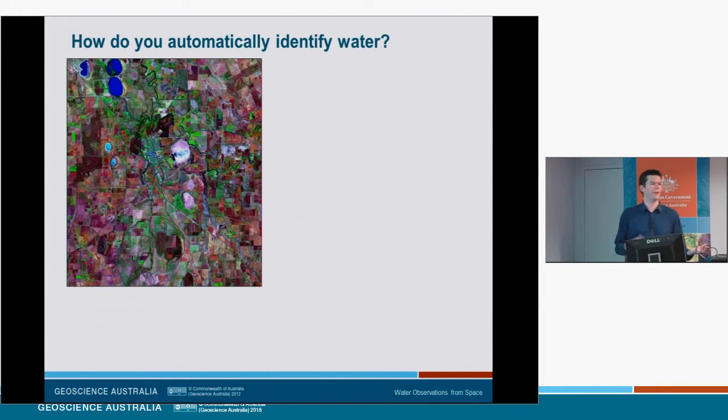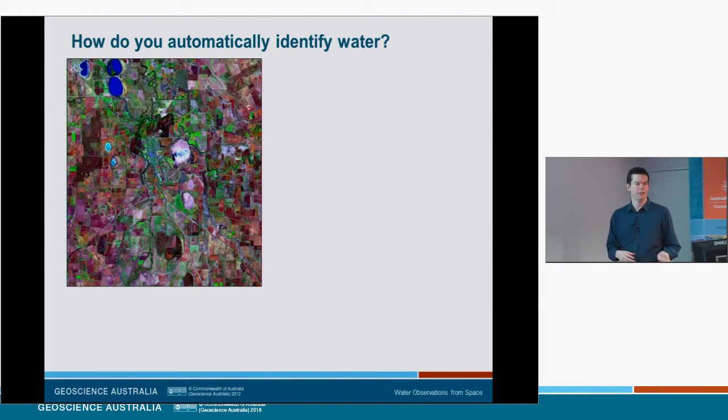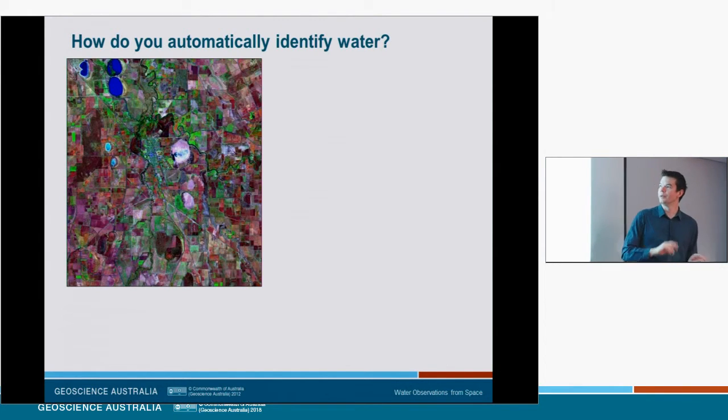So here we're using automatic feature recognition to do something slightly different. We're looking for water rather than looking for faces. Now who would like to have a crack at what in that image represents water?